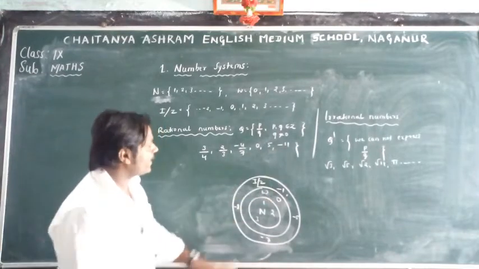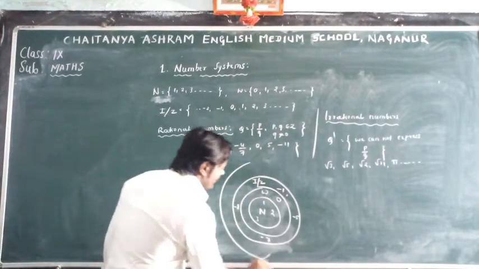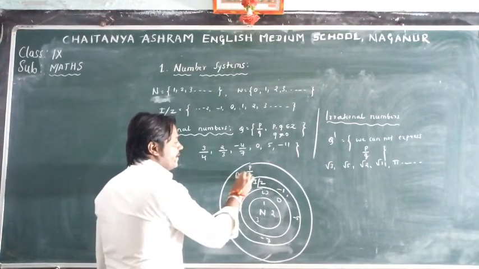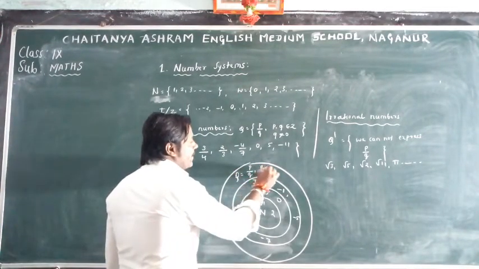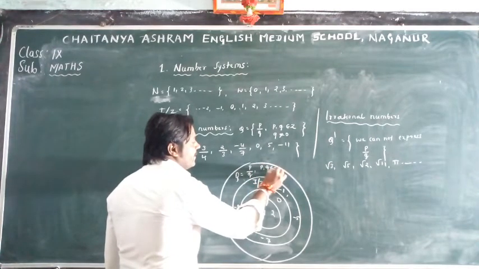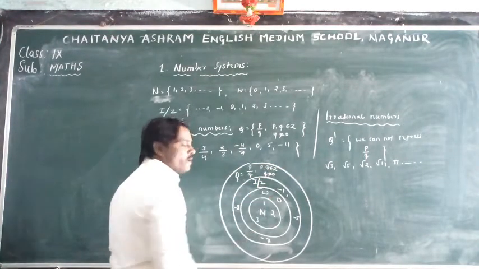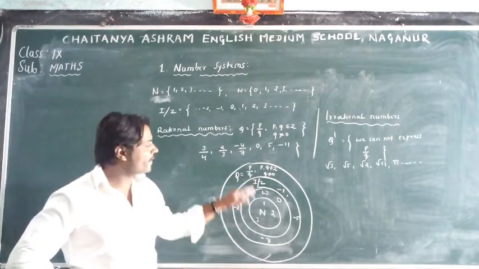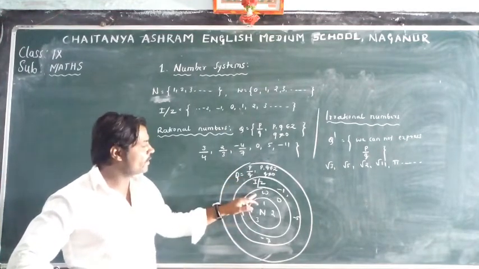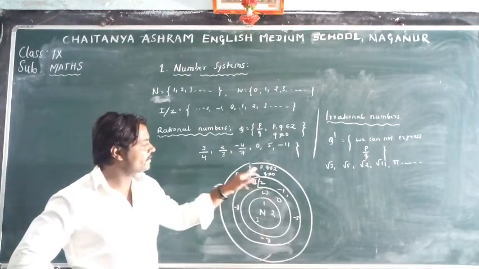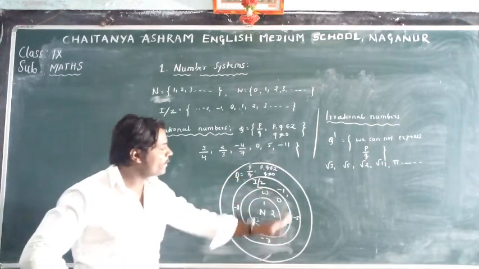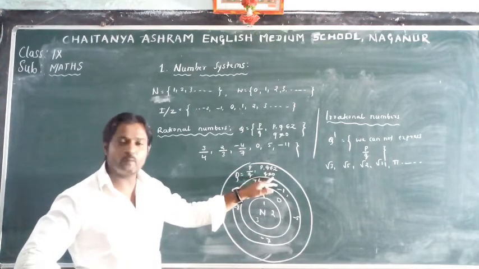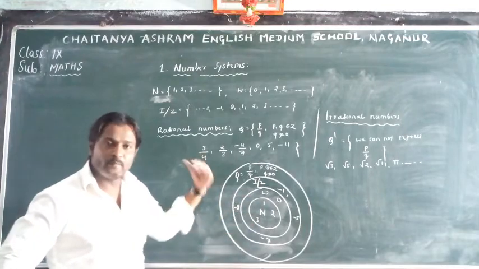So integers include whole numbers and natural numbers. These all we can write in the form of p by q, where p and q are integers, q is not equal to 0. Every natural number is a rational number. Every natural number, every whole number, every integer we can write in the form of p by q. That we have learned in the previous video.